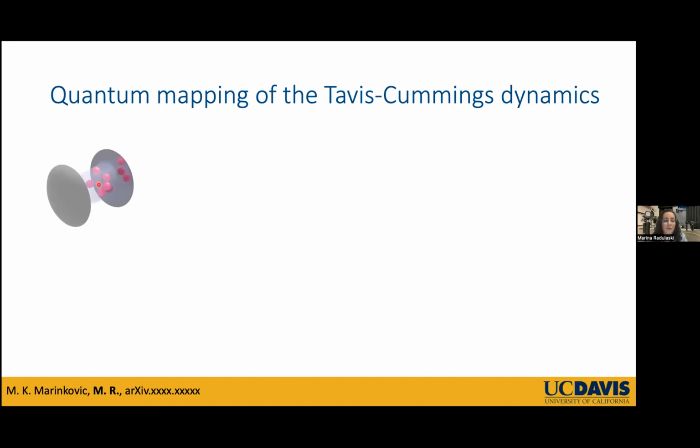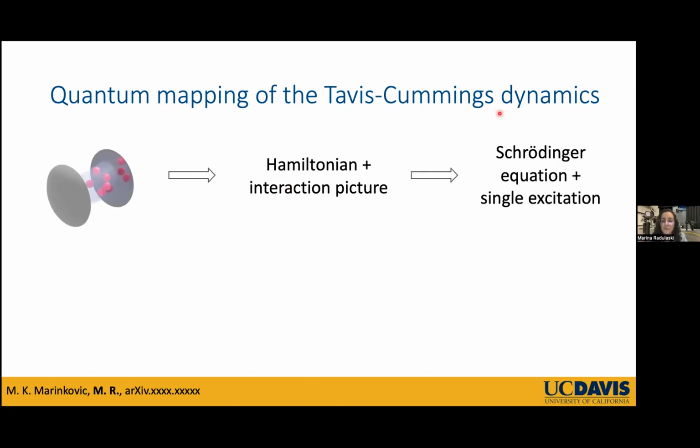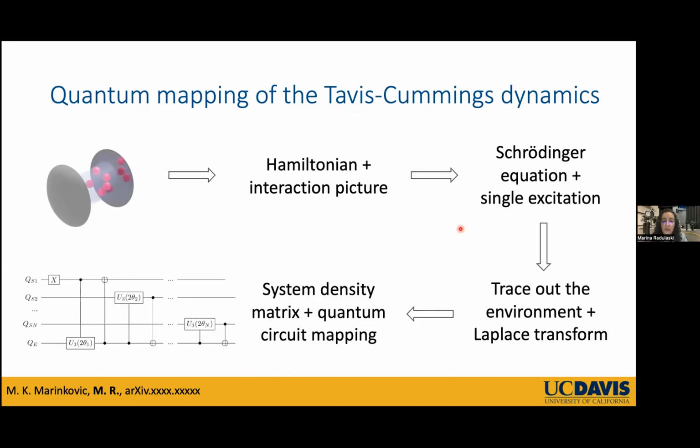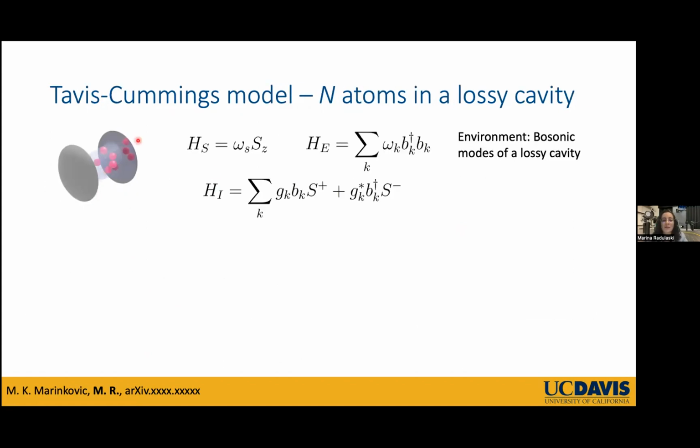So we started with a model of atoms in a cavity. We wrote a Hamiltonian and turned it into interaction picture. Then we limited ourselves to single excitations and solved the Schrodinger equation. And then we traced out the environment and used Laplace transform. And finally, we calculated the system density matrix and mapped it to a quantum circuit. So in the end, we have a quantum circuit that maps the interaction of n atoms in a cavity in an intuitive way. So let's start with the first step.